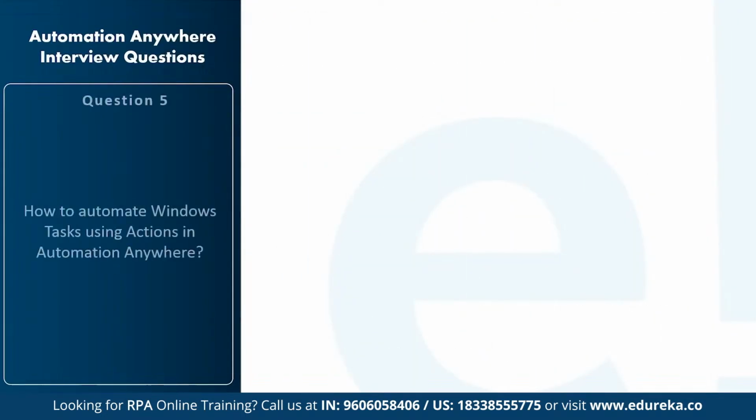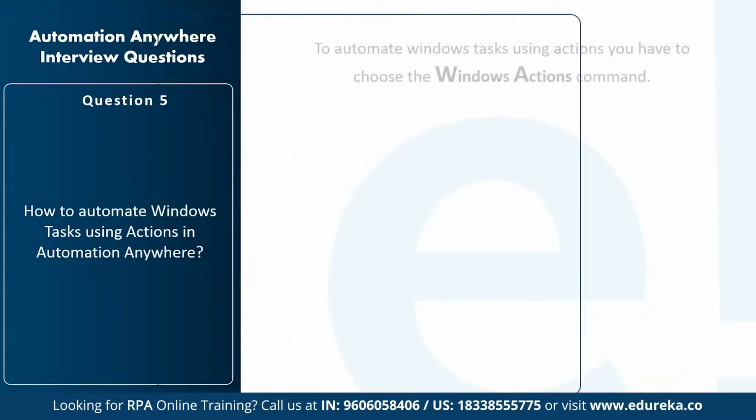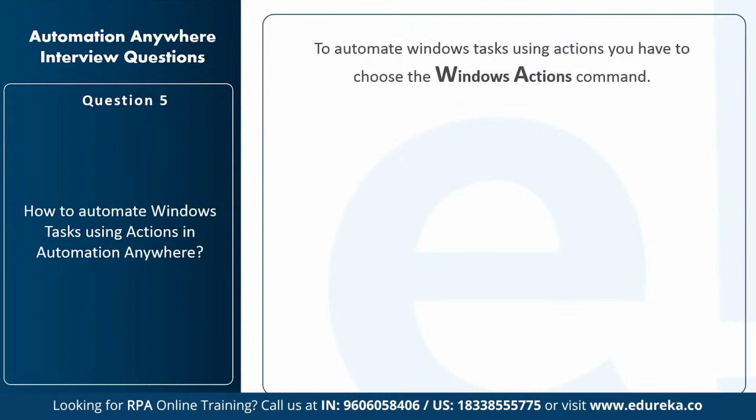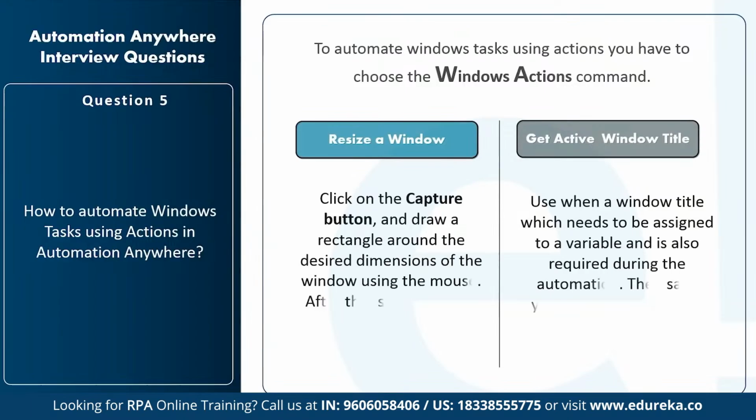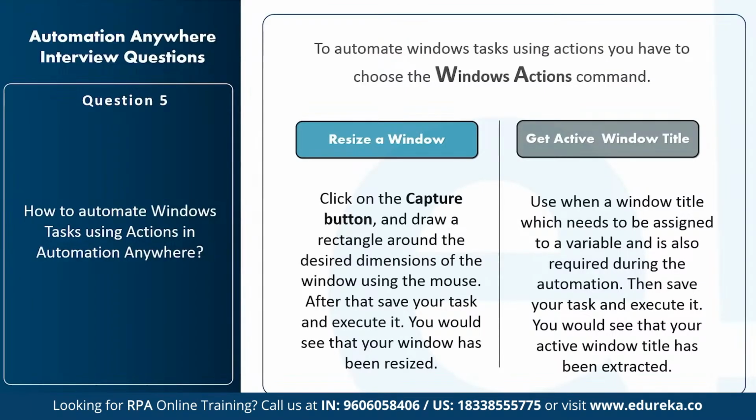Now moving on to the next question, that is how to automate Windows tasks using actions in Automation Anywhere. To automate Windows tasks using actions in Automation Anywhere, you have to choose the Windows Actions activity from the activity pane. Now there are obviously various actions that you can perform with the window. Either you can resize it, or you can get an active window title, or maybe you can just maximize the window, minimize the window, or close the window, or maybe you can also open a window, right? So for example, if you want to resize a window, you have to click on the capture button and draw a rectangle around the desired dimensions of the window using the mouse. And after that, you can just save the task and execute it. You would see that your window has been resized.